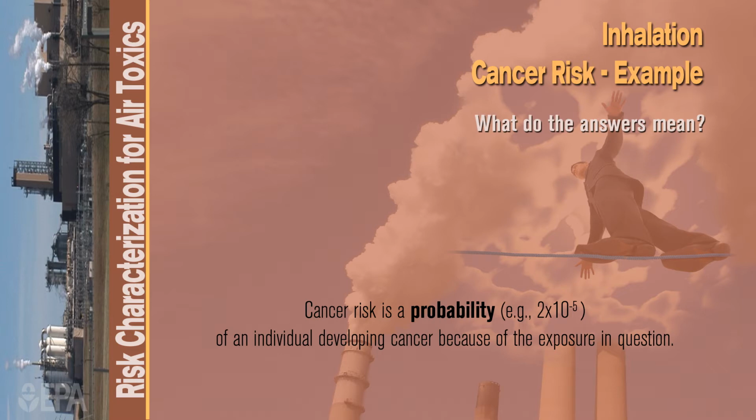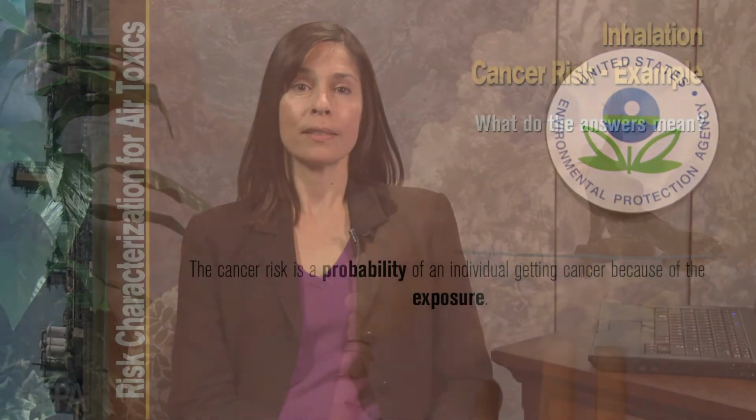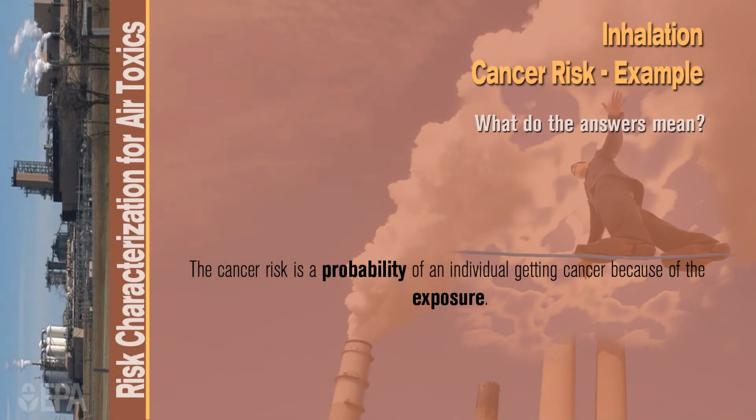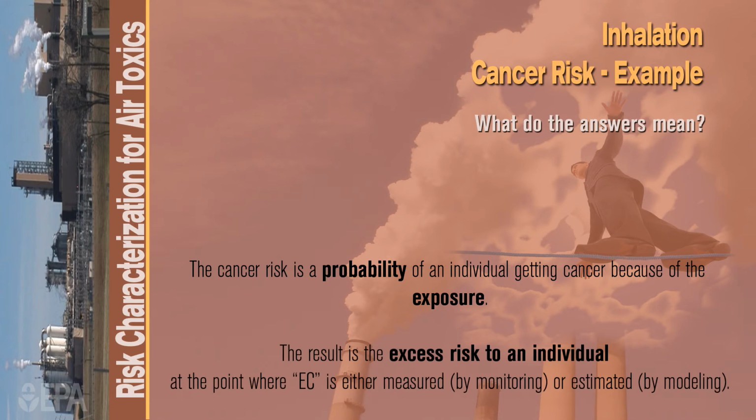It is important to note that you can get cancer for many reasons. For example, genetic predisposition or lifestyle choices such as smoking. We're only looking at the excess risk you have from exposures to air toxics. So the cancer risk is a probability of an individual getting cancer because of the exposure. The result is the excess risk to an individual at the point where the exposure concentration is either measured by monitoring or estimated by a model.